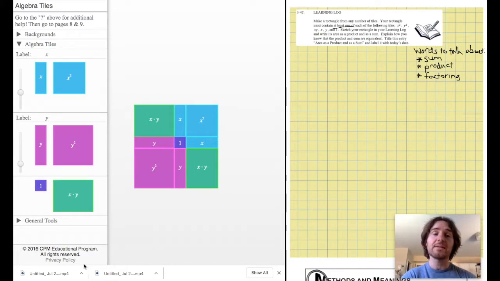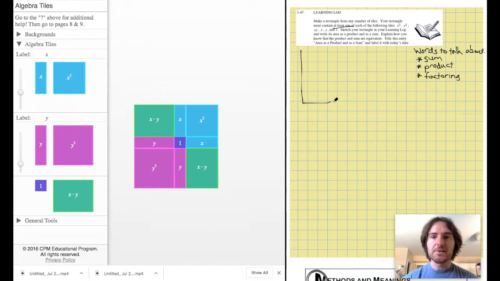We can write this rectangle as a product or as a sum. There are 2 different names for this here, and they're equivalent to one another. Okay, so it says make a rectangle from other sides. Your rectangle should be this. It says sketch your rectangle in your learning log and write its area as a product and as a sum. So we're going to do this one. I chose a more difficult one than maybe you did here, but let's see if I can sketch this out.